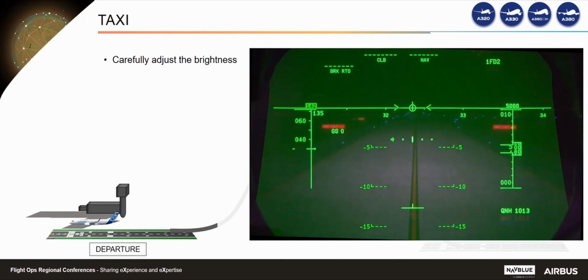During the taxi phase, when the aircraft is moving, in particular at night, the flight crew will need to carefully adjust the brightness. It will enable the flight crew to improve its awareness of the surroundings and ground traffic. Let's now see a video to illustrate that. As we're about to see, we will adjust the level of brightness with the use of the rotary knob in order to have an improved view of the surroundings.